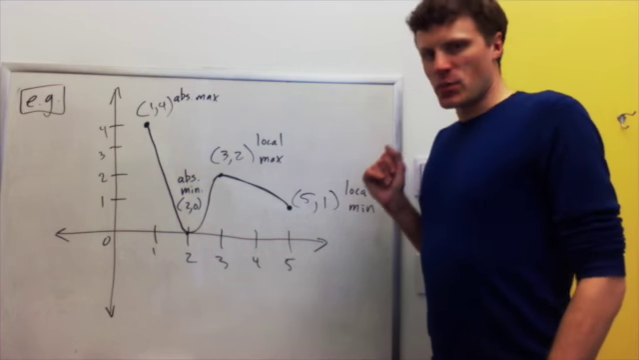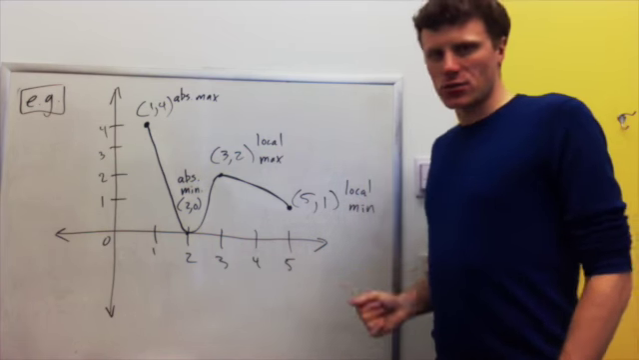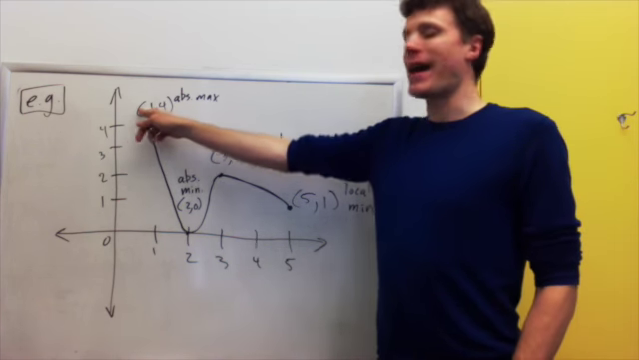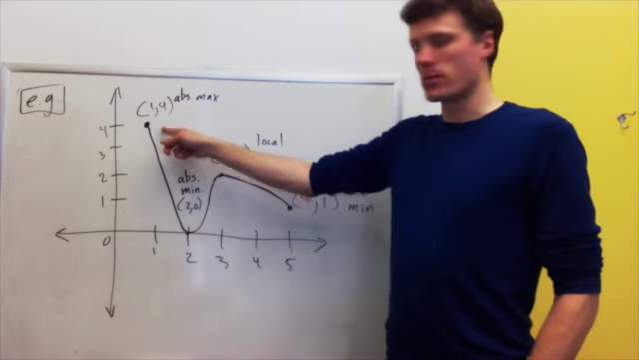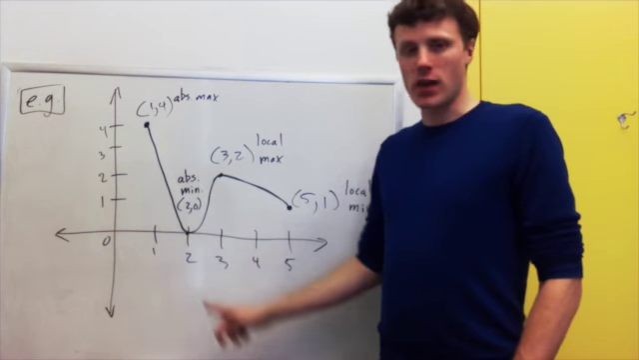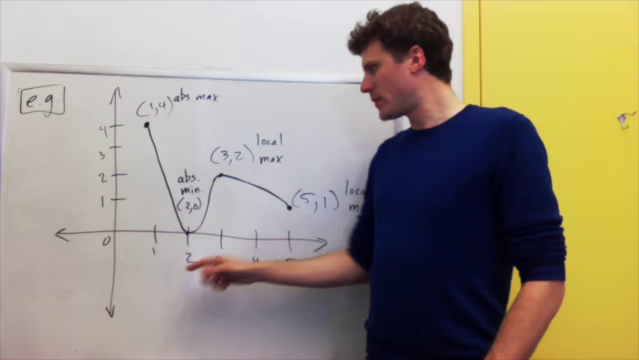Okay, so let's consider the function with this graph right here. The absolute maximum and minimum are going to be the highest and lowest points respectively on the graph. So the absolute maximum occurs at x equal to 1 and is equal to 4, right up here. The absolute minimum is equal to 0 and it occurs at x equal to 2 down here.